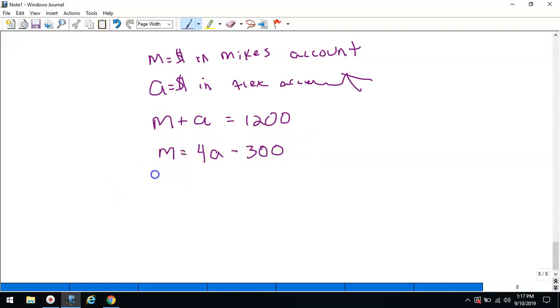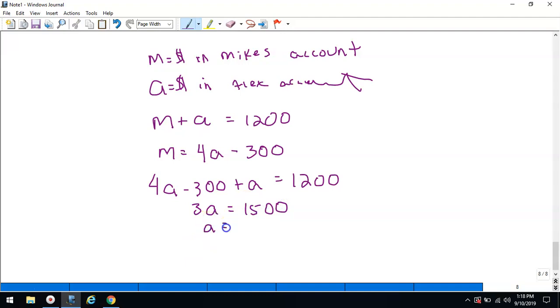Okay, so then I'm going to combine them. I'm going to substitute in. Instead of writing M, I'm going to put 4A minus 300. But then I'm going to add in the amount that Alex has, and we should get 1,200. So combine your like terms, and that's going to be 1,500 on the other side. Divide both sides by 3, and you get Alex has $500. And if Alex has $500, and they have 1,200 together, then Mike is going to have $700.